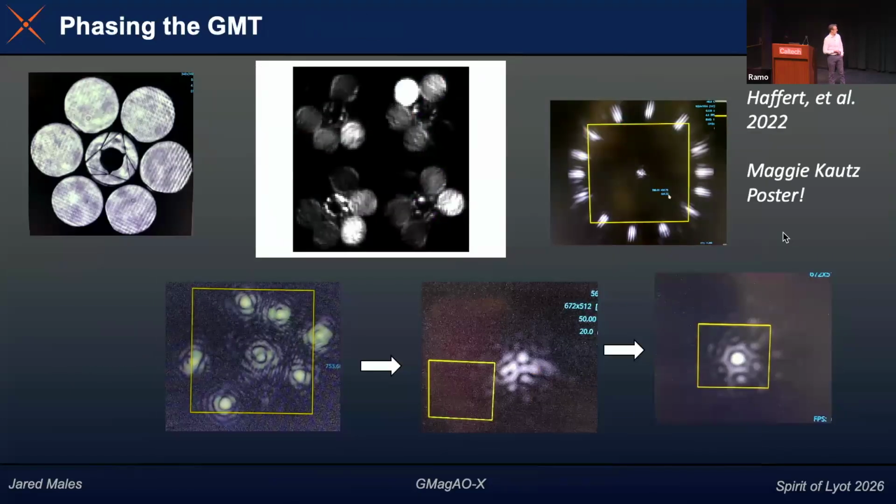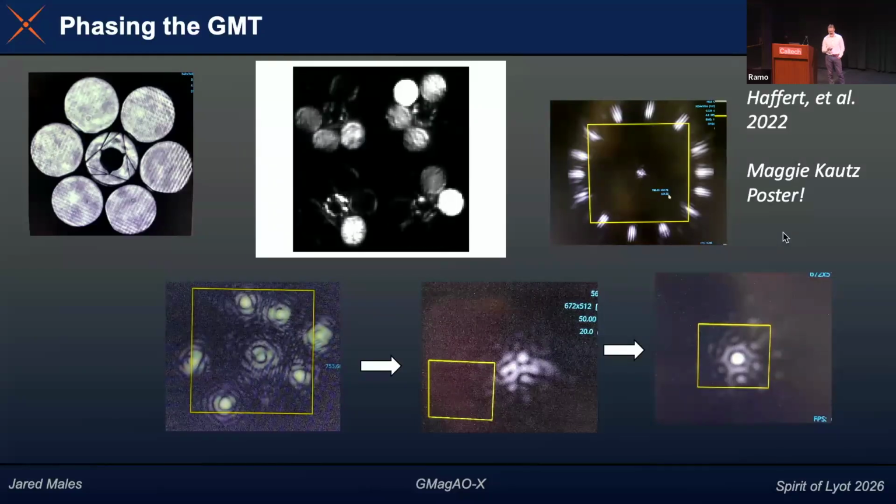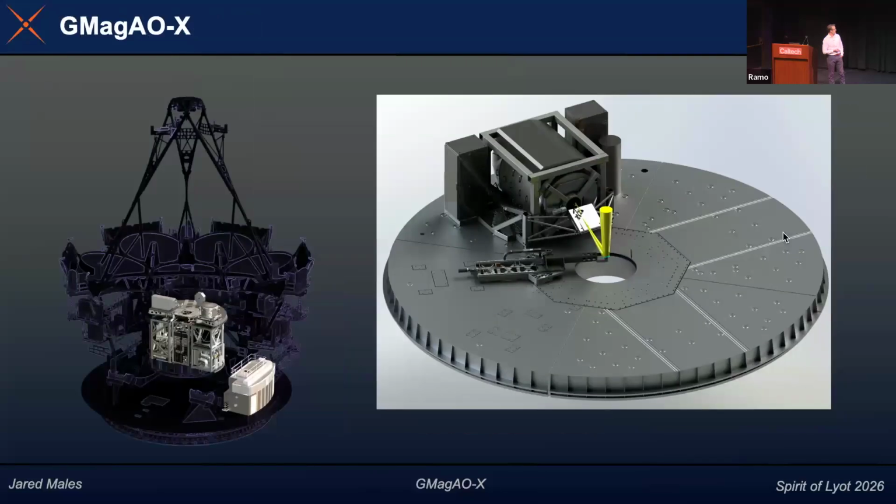We have done a lot of lab work to demonstrate that we have the sensing and control strategies to keep the GMT in phase. So all this leads us to GMagAO-X. This is our design for this instrument for the GMT. It sits here below the primary mirror on a rotating platform that also tips with the telescope.